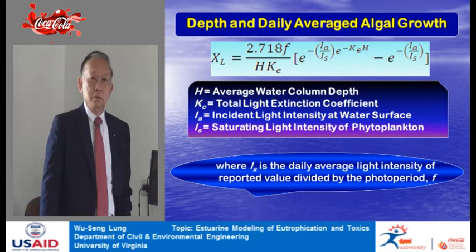H times KE. If KE is high, relatively speaking, what does that mean? That's turbid water. With turbid water, if the denominator is high, this is going to be small. Sure, they give you a bigger discount on growth. If the water is deep, that's another factor. So it's easy to grow algae in shallow water. The physics is well explained in here.